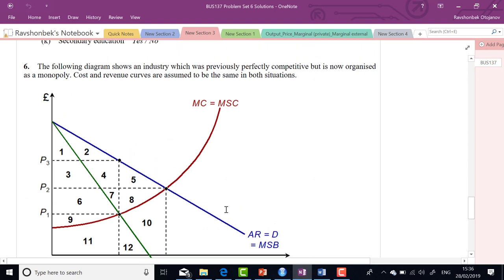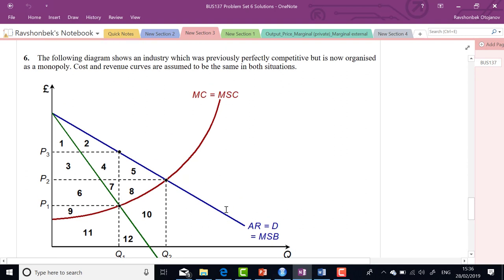Next is this question here. Now we're going into monopoly and competitive market, not anymore perfectly competitive. Read it, please.